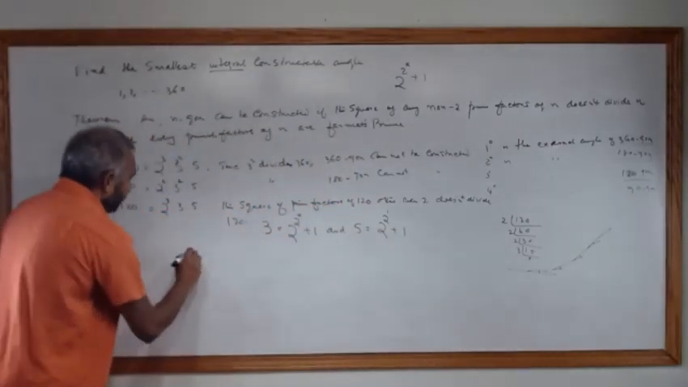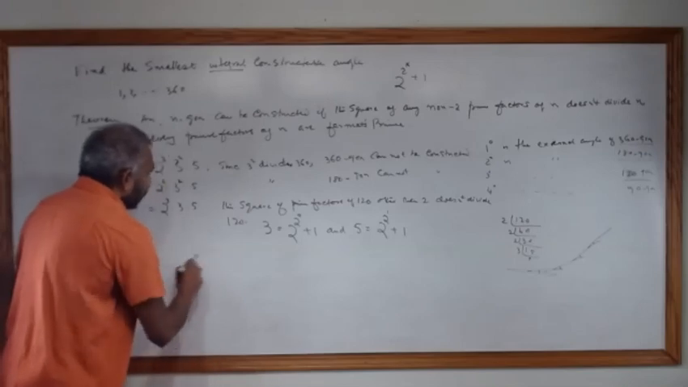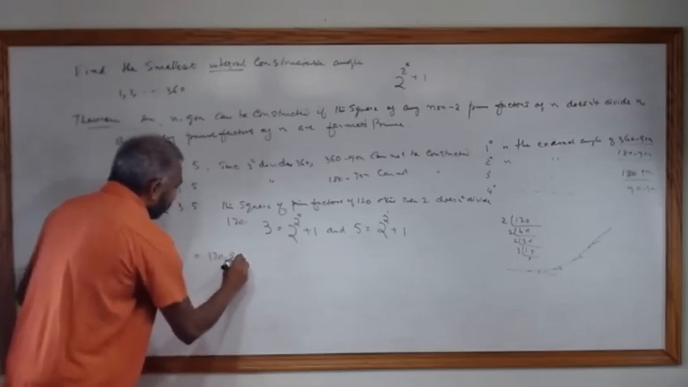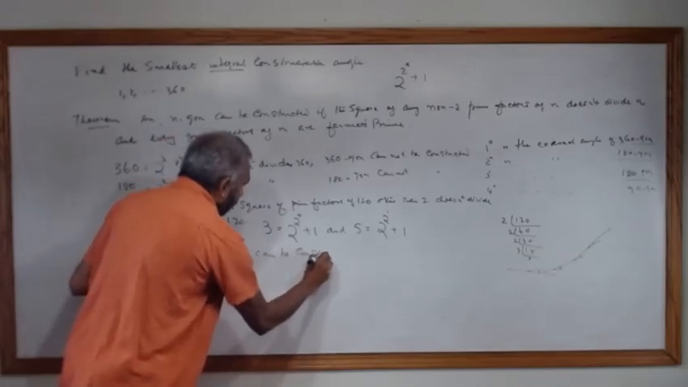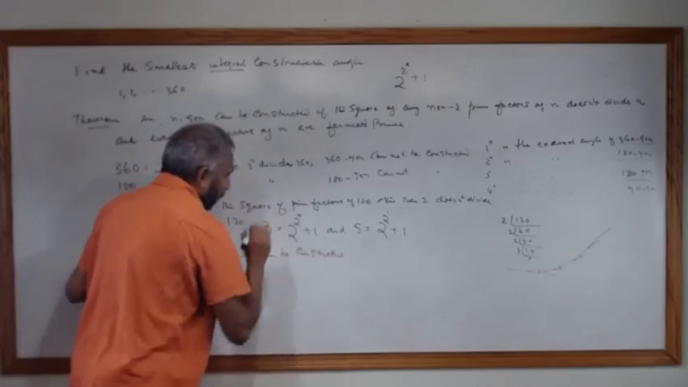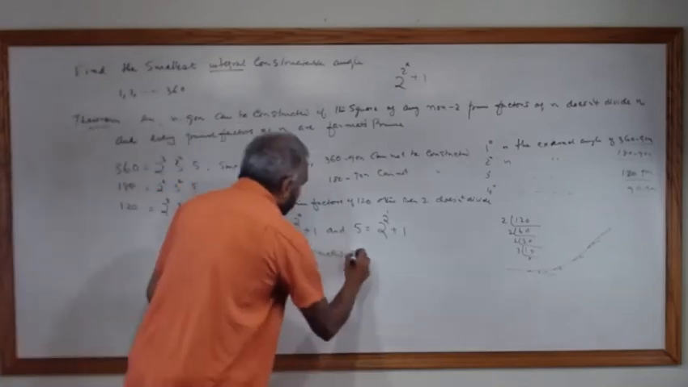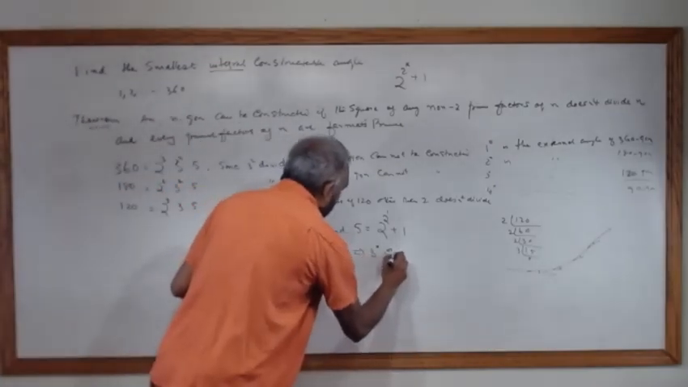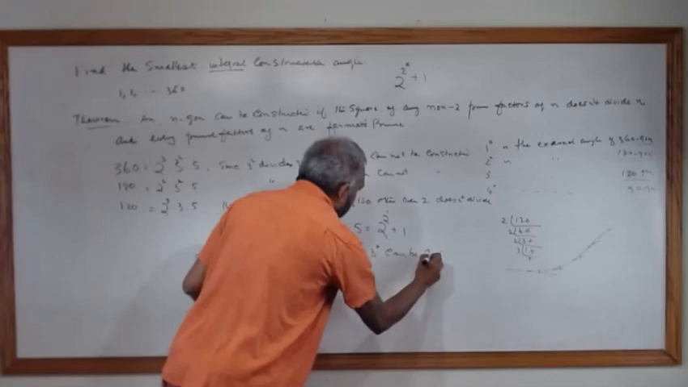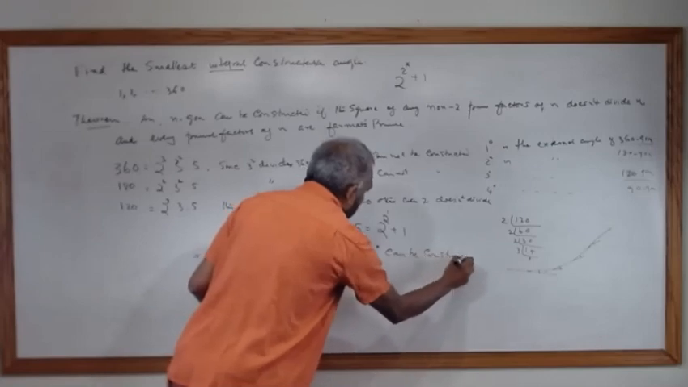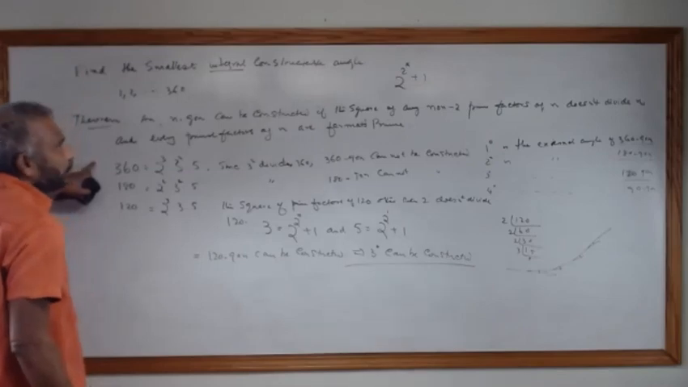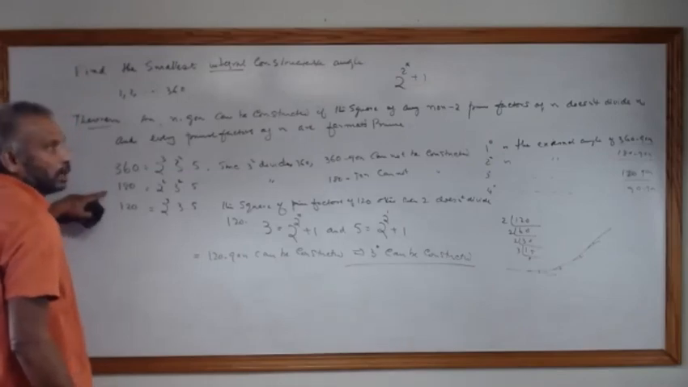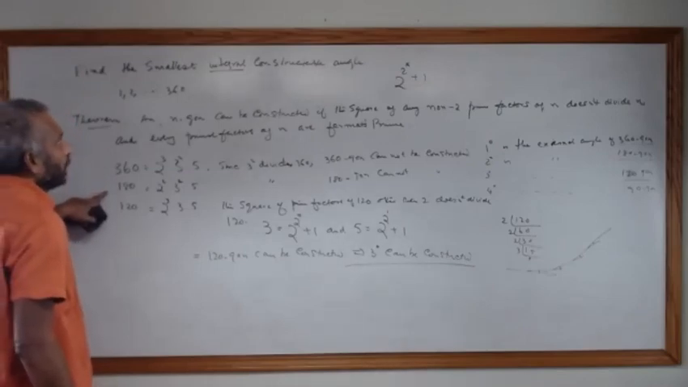So that implies the 120-gon can be constructed. That implies 3 degrees can be constructed. And that is the smallest integral constructible angle. 1 and 2 are not integral constructible numbers.